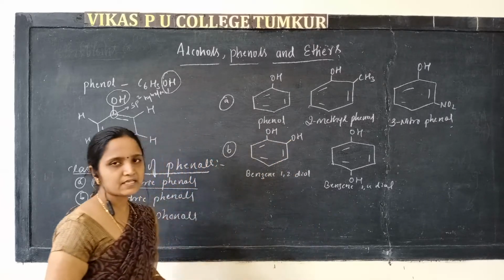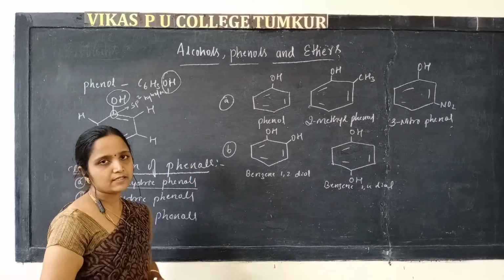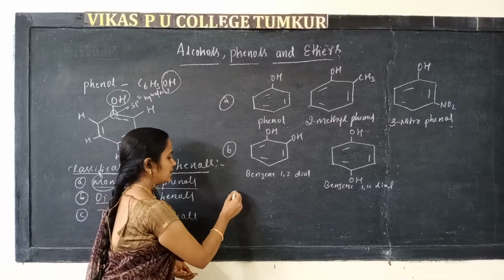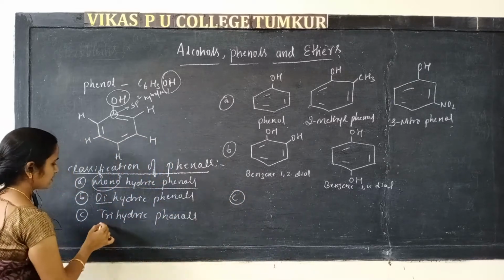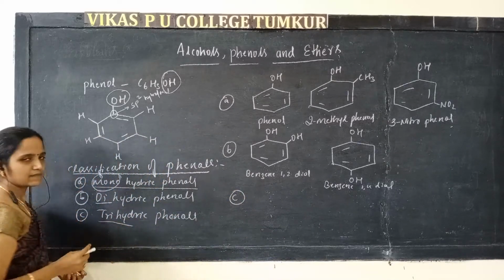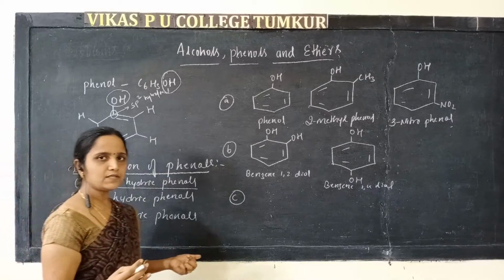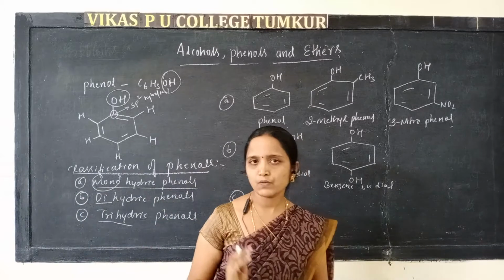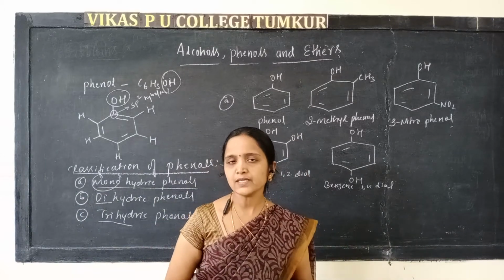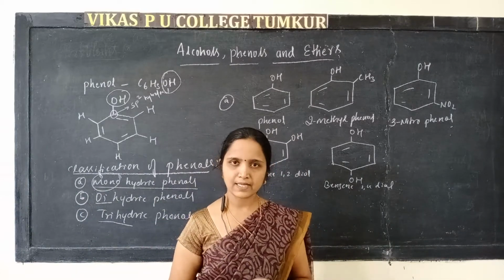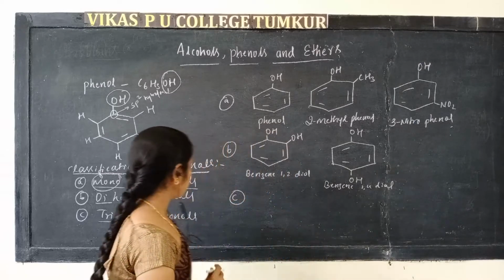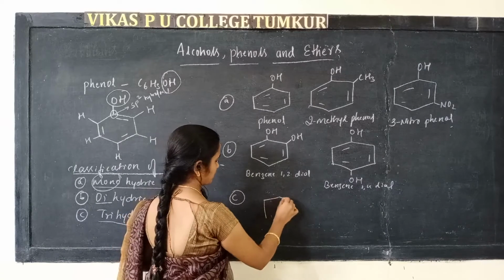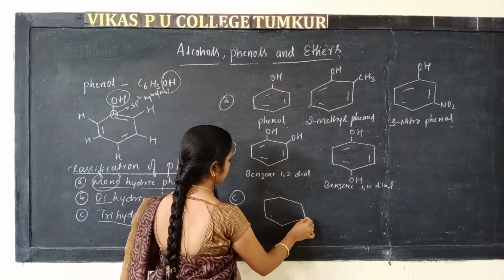Those are the examples for dihydric phenols. Next we are going to discuss trihydric phenols. The name itself indicates that these are phenols in which 3 OH groups are attached directly to the aromatic ring. That is what we call trihydric phenols. Let's take some examples of trihydric phenols.